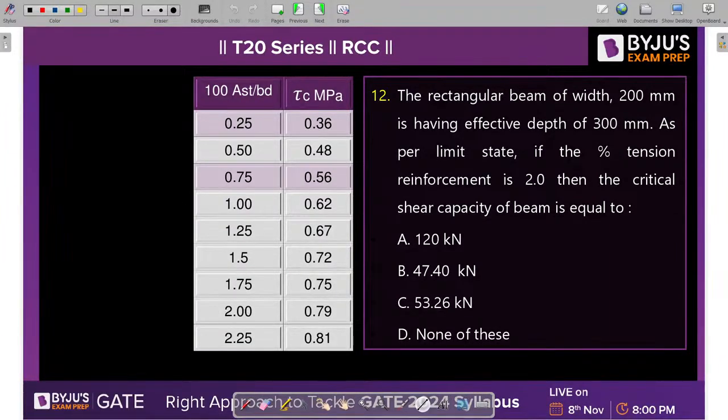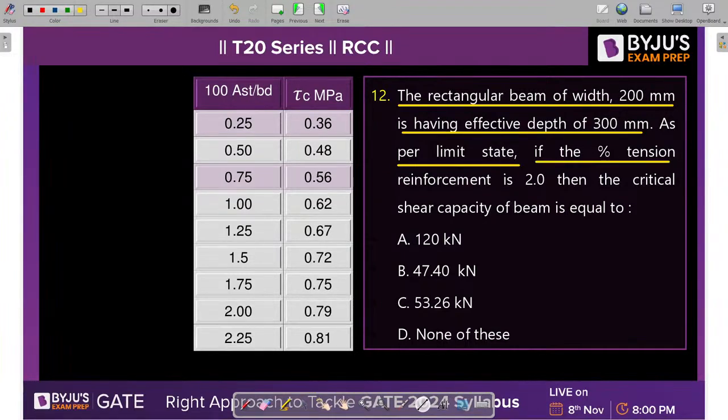Okay. Now kindly check out the question, guys. What is given in the problem? The rectangular beam of width 200 mm and having effective depth of 300 mm. As per the limit state method, if the percentage tension reinforcement is 2%, then the critical shear capacity of the beam is equal to how much? Critical shear capacity of the beam is equal to how much?